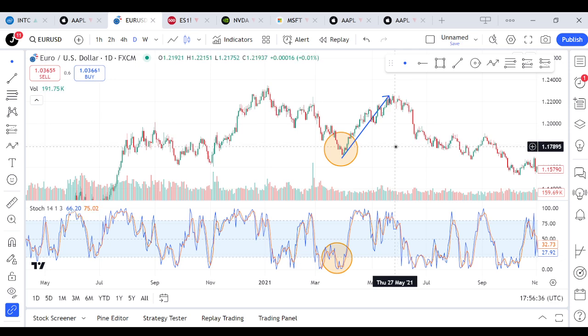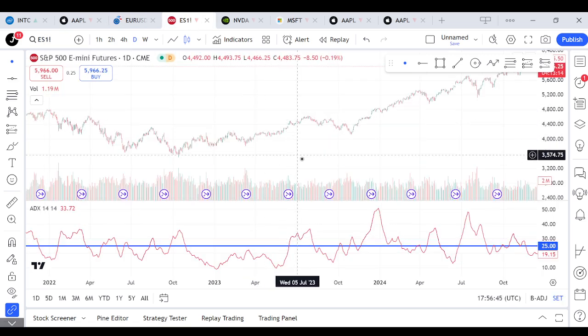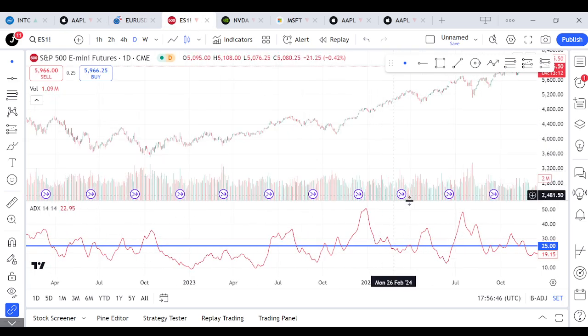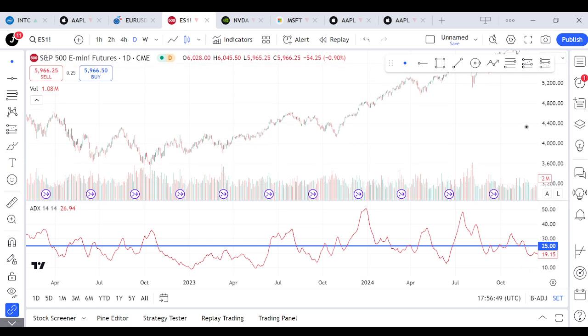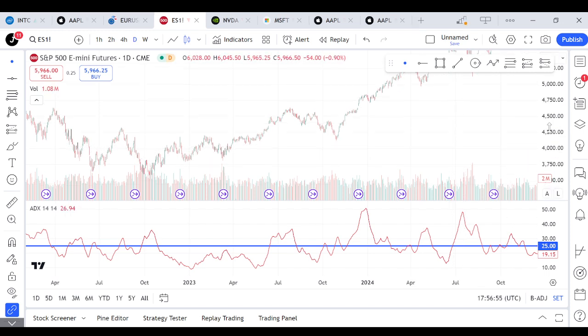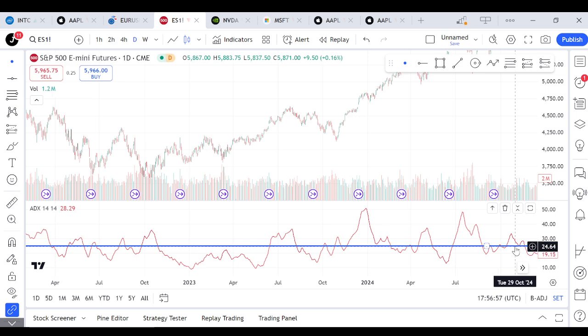Let's look at the last momentum indicator. We'll be talking about the ADX, or the average directional index, which is this indicator you can see right here. So the ADX measures trend strength regardless of direction. So readings above 25, as you can see, the blue line right here is 25. I'm going to lock it.